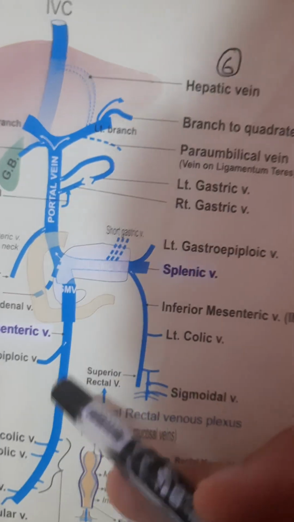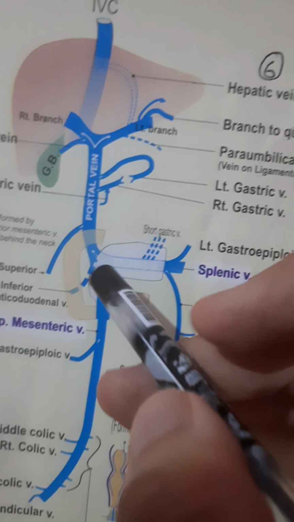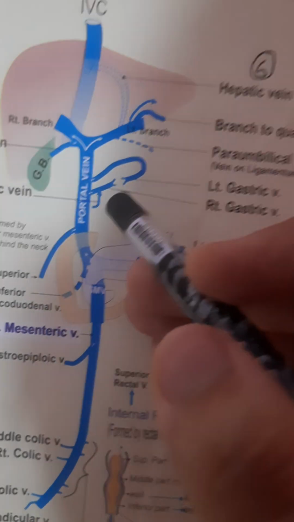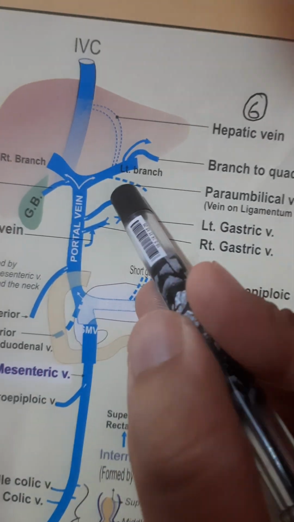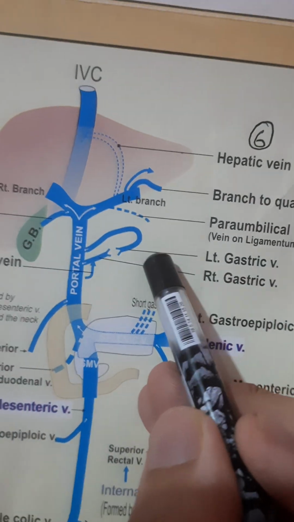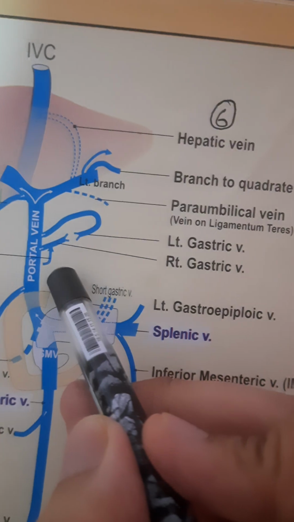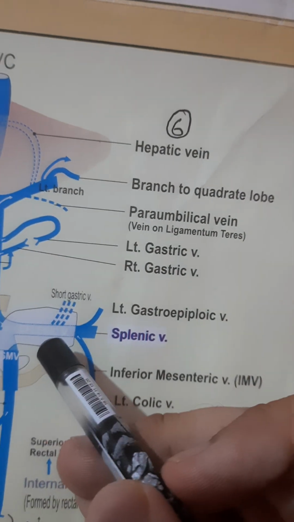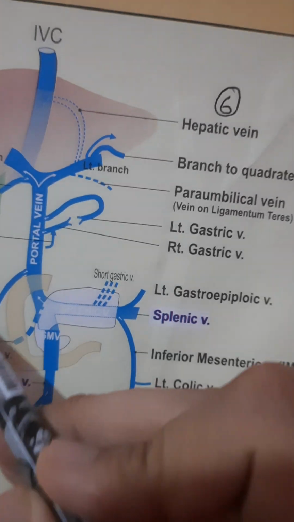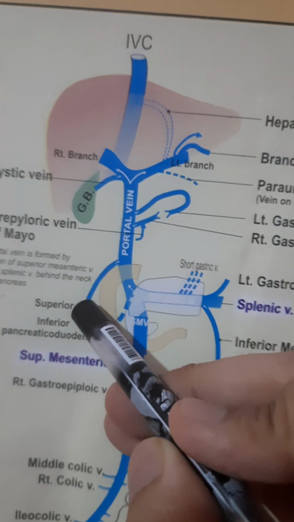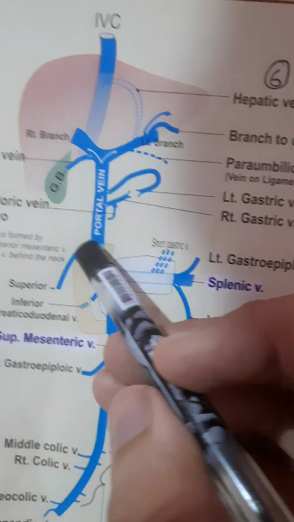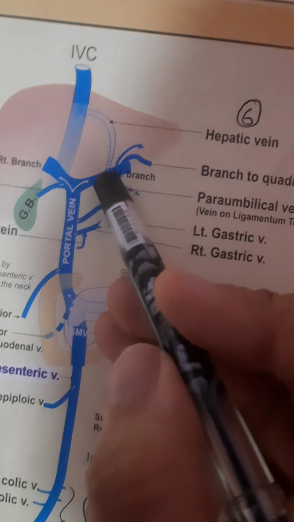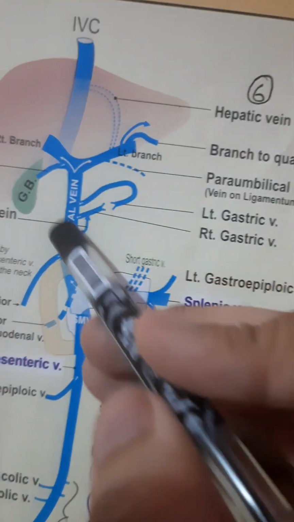Now talking about the tributaries of the portal vein, there are various tributaries. As we can see here very clearly, we have the left gastric vein, the right gastric vein, and the superior pancreaticoduodenal vein. Here you can see the superior pancreaticoduodenal vein, the cystic vein in the right branch, and the para-umbilical vein in the left branch. And these are the tributaries of the portal vein.